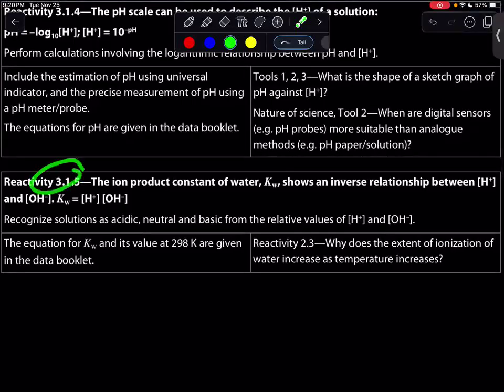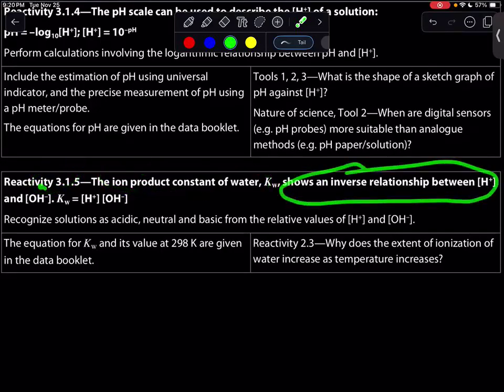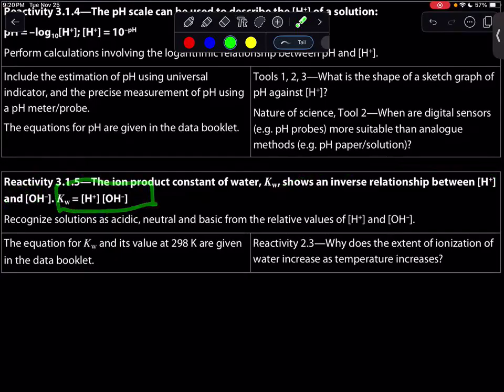In 3.1.5, we're going to talk about the ion product constant of water, Kw. It'll show an inverse relationship between H plus and OH minus concentrations. We'll use the equation Kw is equal to the concentration of H plus times the concentration of OH minus. Again, this is also in your data booklet. We'll be able to recognize solutions as acidic, neutral, and basic from relative values of H plus and OH minus. So all those equations are in our data booklet. We'll go over what they are and how to use them.